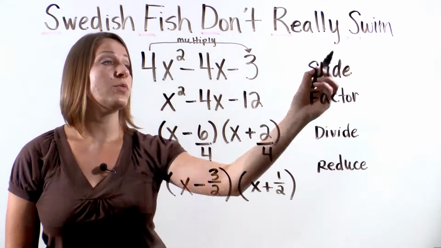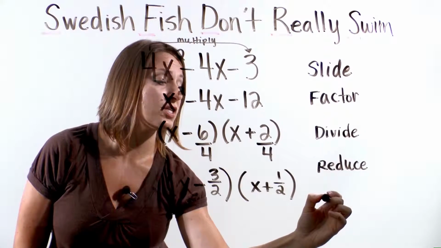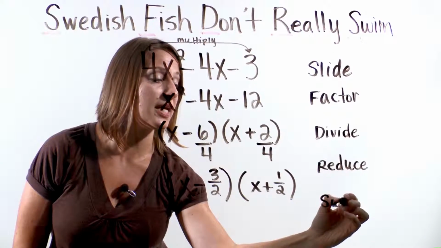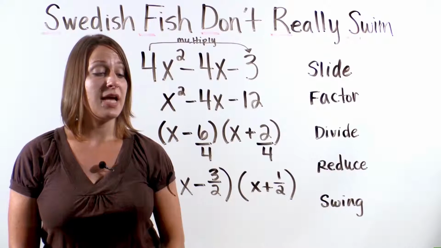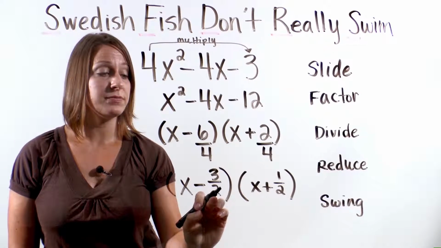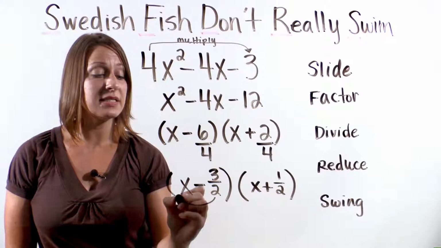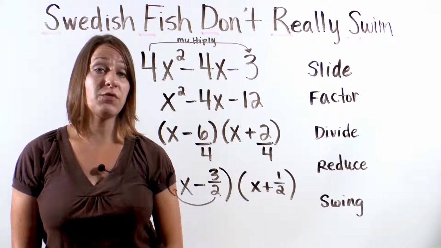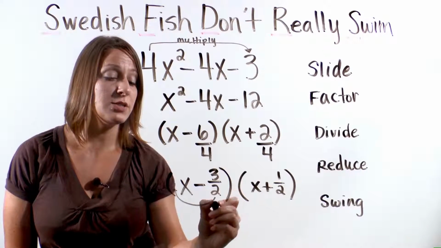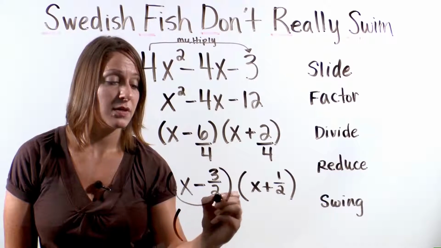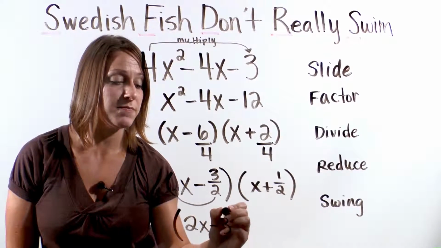The word swim begins with an S, which is going to represent the word swing. This step asks you to take the denominator and to move it, or to swing it, to sit in front of the letter x. So this problem would now be 2x minus 3.